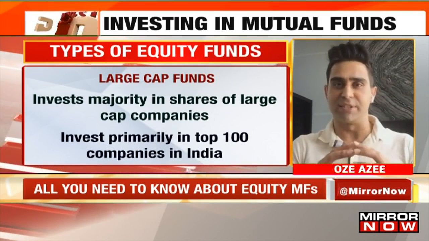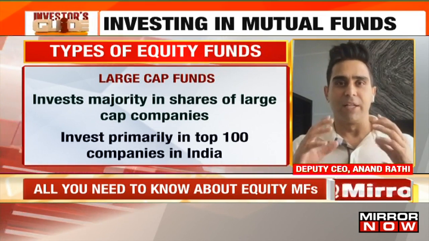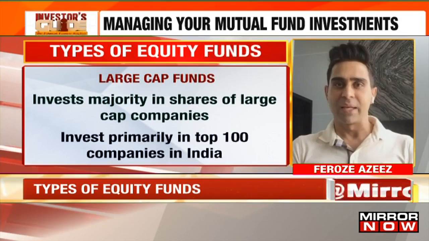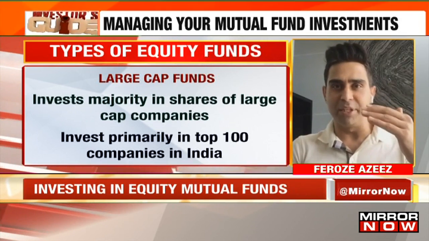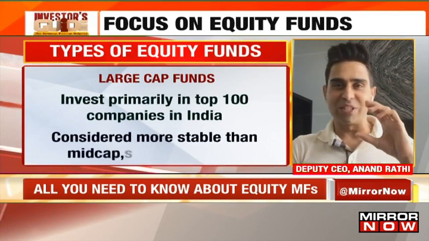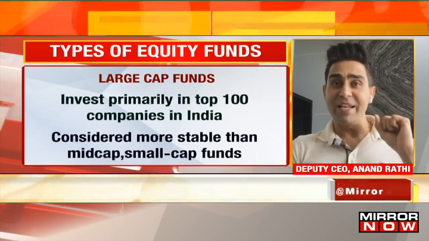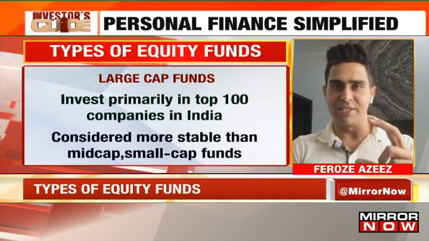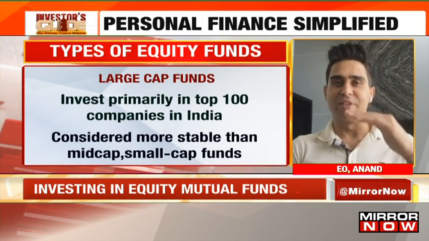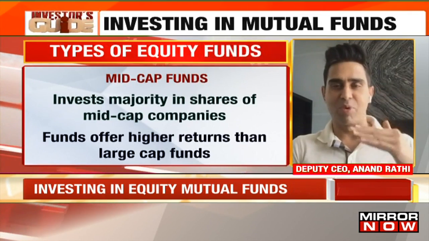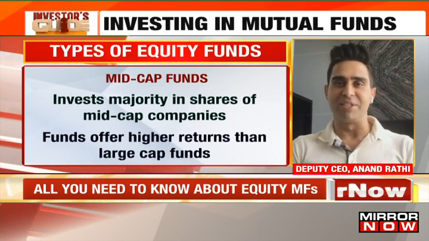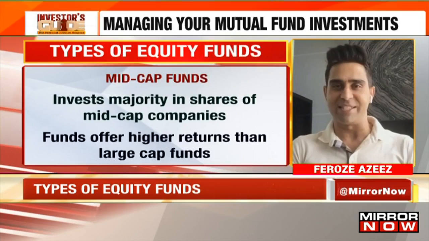So the classification is on different methods. The most popular classification is on the size of the companies they invest in. So if they invest in very big companies, the top 100 of this country, which are listed, then those are called large cap funds. If they invest in the subsequent 150 stocks, which is 100 to 250, then they're called the mid cap. So you have the large cap, you have the mid cap, you have the small cap, and then you have the multi cap. So you have different mutual funds depending on the sizes of the companies they invest in.